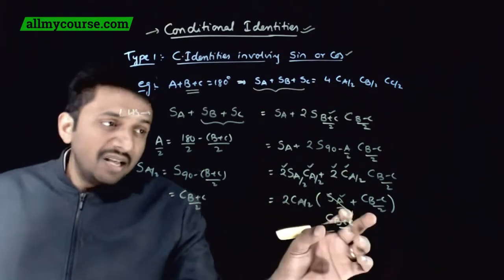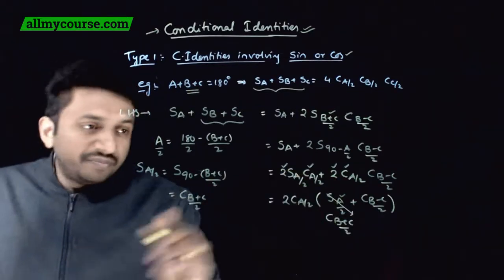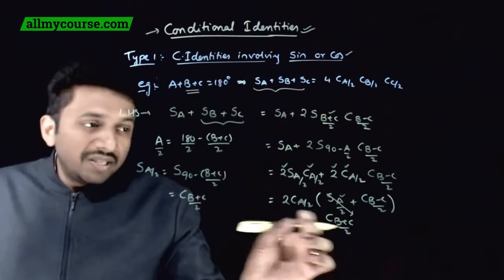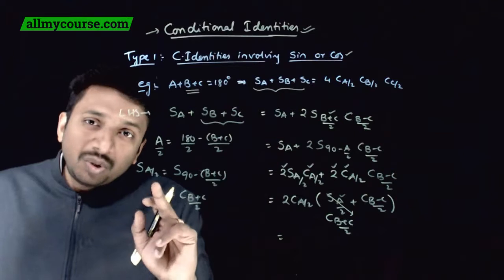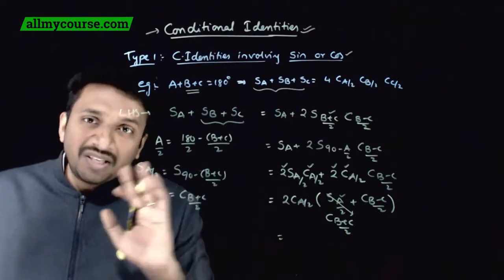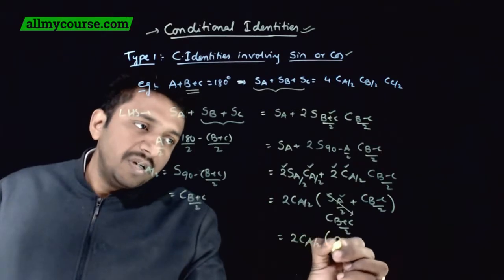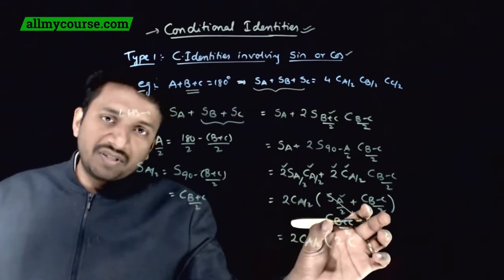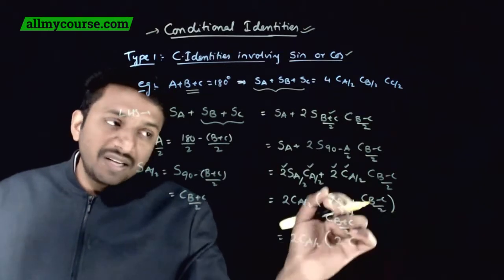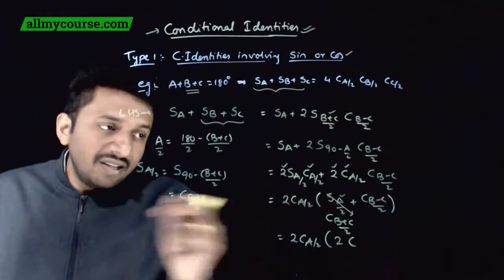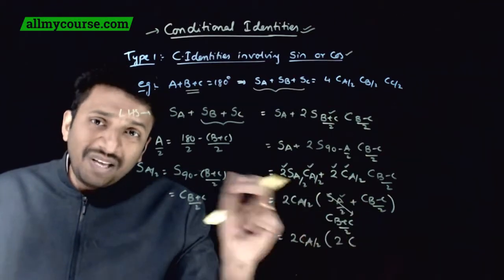This looks like this. So now what is cos (B plus C) by 2 plus cos (B minus C) by 2? What is cos C plus cos D? Cos C plus cos D is 2 cos (C plus D) by 2 cos (C minus D) by 2. That is equal to 2 cos A by 2 into 2 cos. What is the sum of these two? The sum of these two is B: (B plus C) by 2 plus (B minus C) by 2. C by 2 and minus C by 2 get cancelled, and B by 2 plus B by 2 is B.